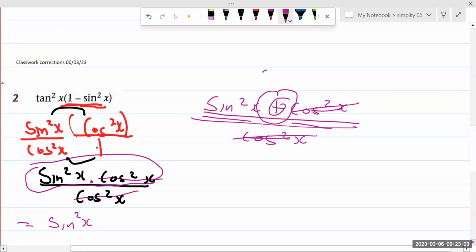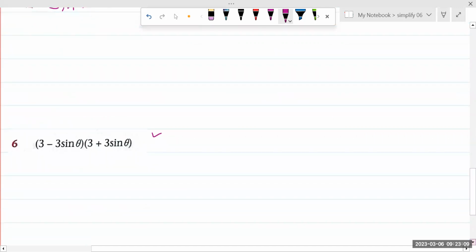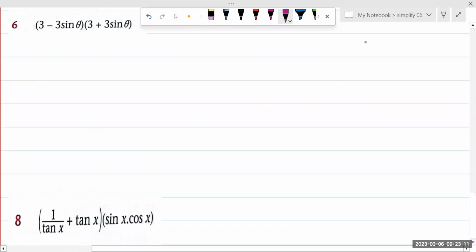So you can then do the following. Dealing with something with brackets, you can come and do number 6, and then also do number 8. Probably this is for the learners who were not in on Friday.